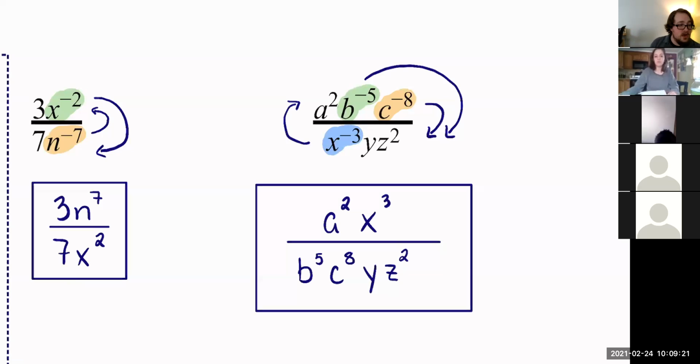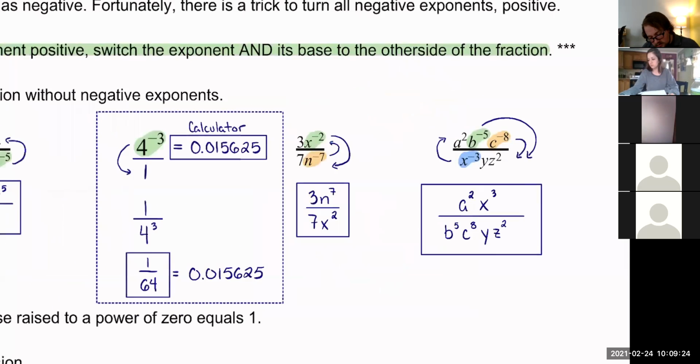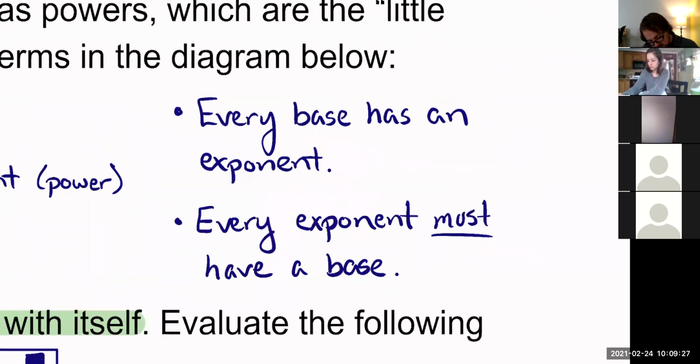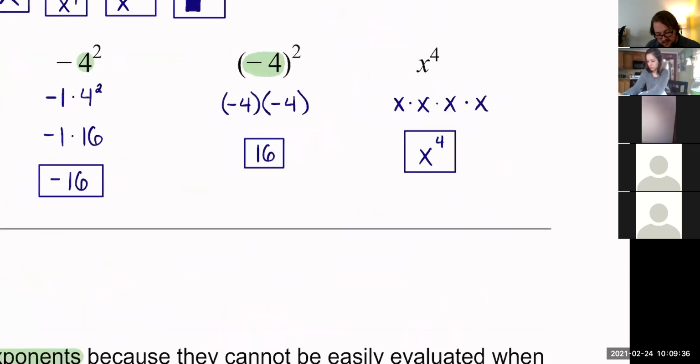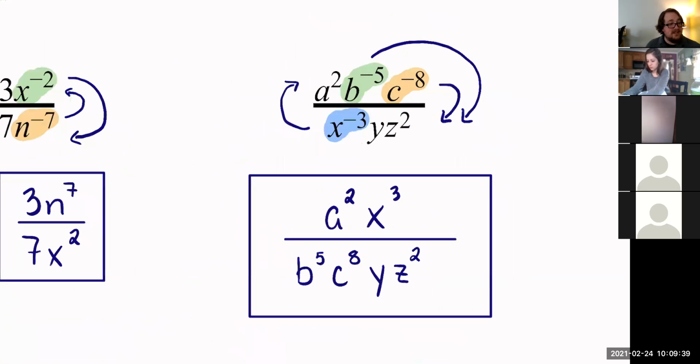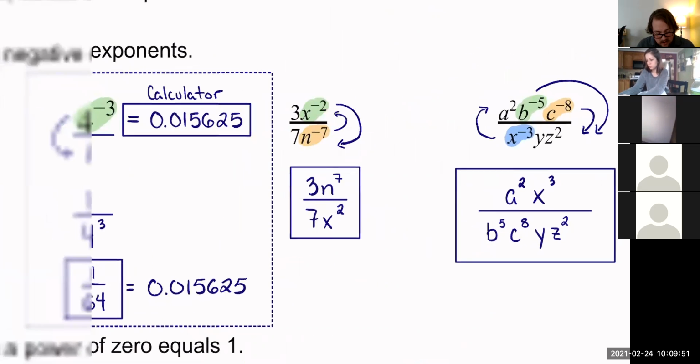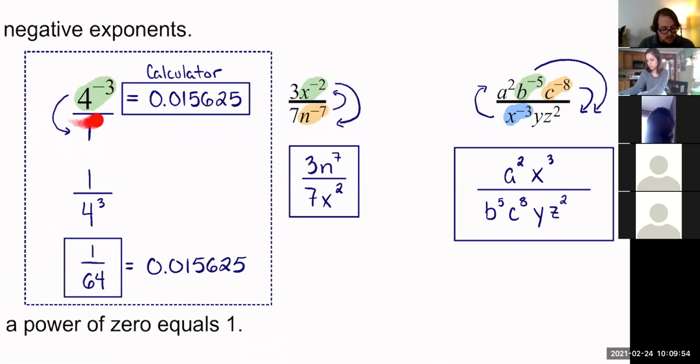So the letter goes with them when you move it. As I mentioned up above earlier in the notes, every base has an exponent, but every exponent must have a base. So that exponent cannot move independently by itself. It has to move with the base it's attached to. So they move together as one. And it may not always be a base that's a variable. We saw an example earlier on where maybe the base is a value. That base still moves with it. Good questions here.